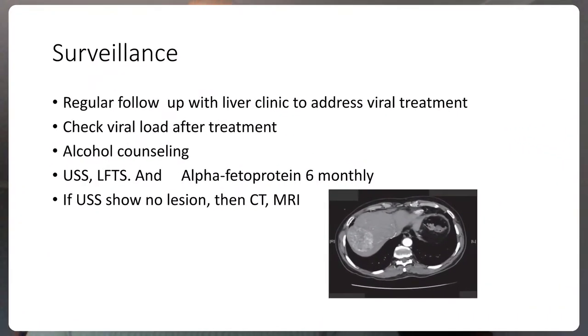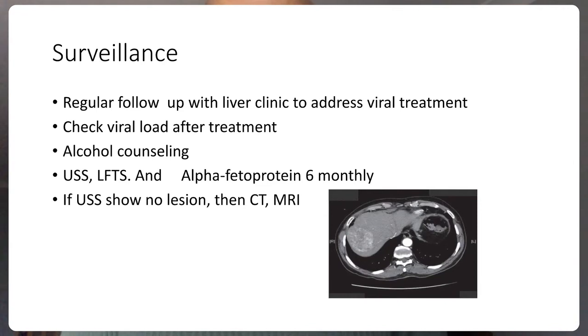It's important, if they are in their early stages of the disease and there is no evidence of cancer, we need to put them on surveillance. Now, the first thing is that we will send them to alcohol counseling if they are alcoholic. We treat their hepatitis B and hepatitis C, if they have the viruses.